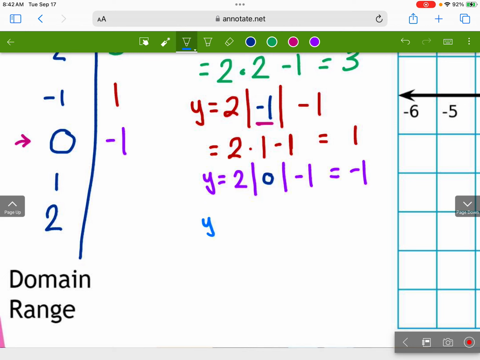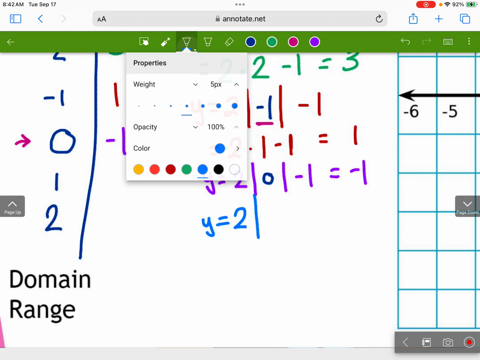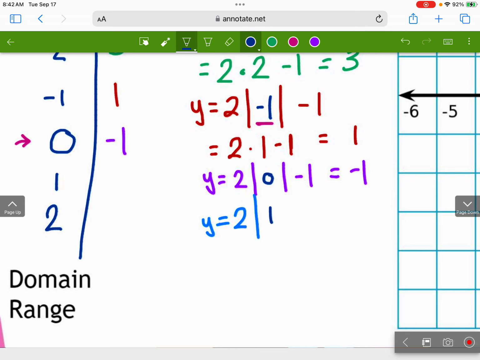I've got my y equals 2 times the absolute value of 1 minus 1. What's the absolute value of 1? Times 2? 2. 2 minus 1? 1. So we have a lot of 1s here somewhere.